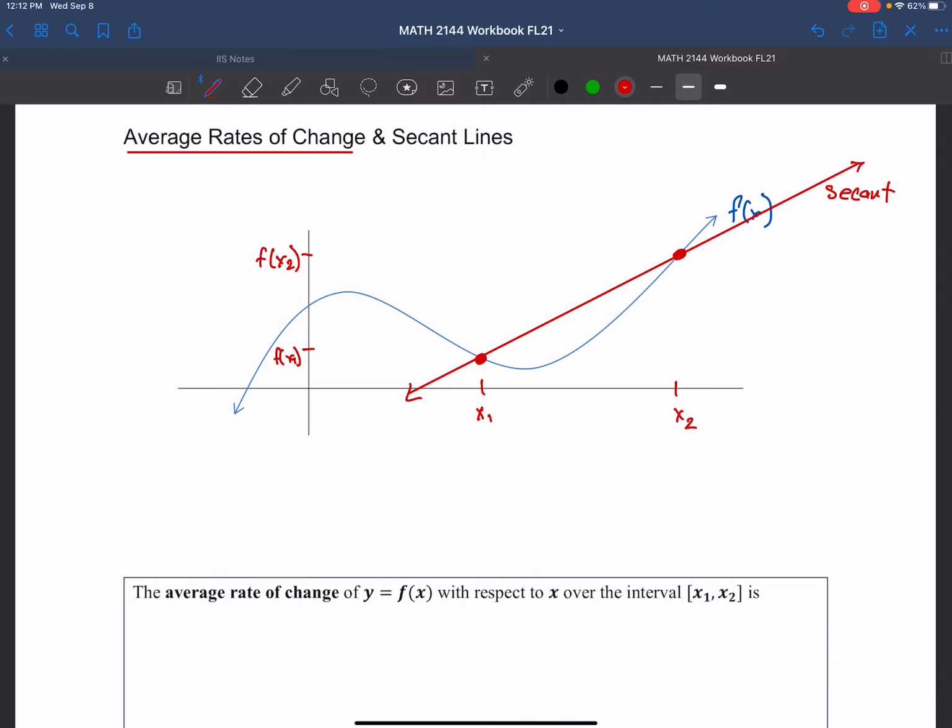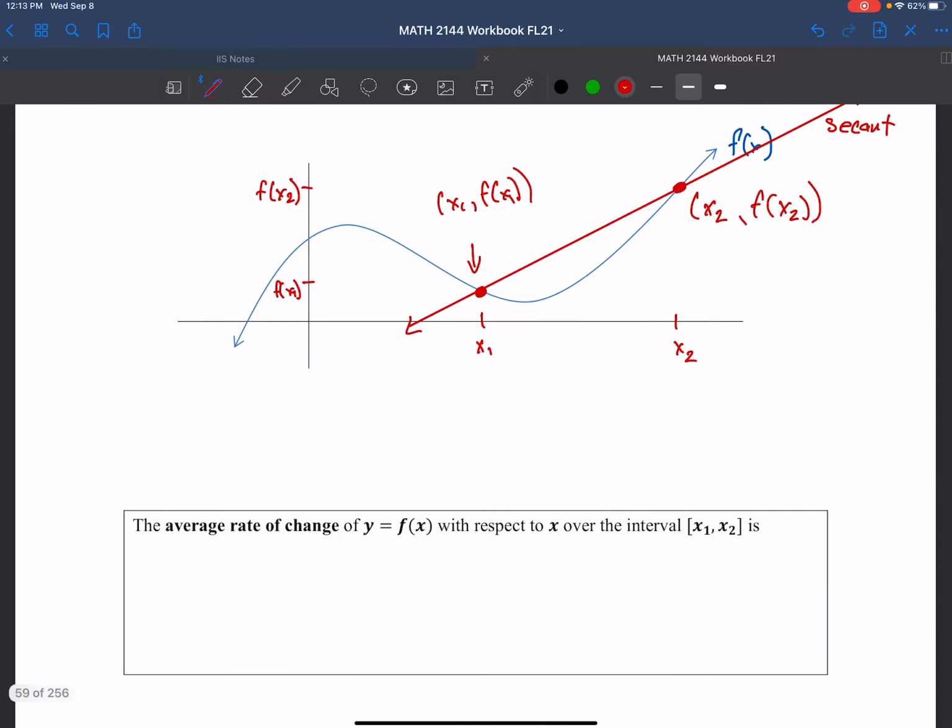So this is the setup. Again, you can see that this point right here is just going to be x1 comma f of x1, and this second point up here is the point x2 comma f of x2. Instead of talking about y's, we really talk about outputs of some function, hence this f of x2 and f of x1 notation. So that's what we could fill in this box.